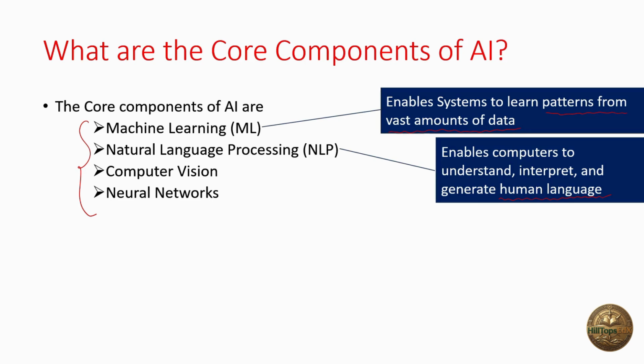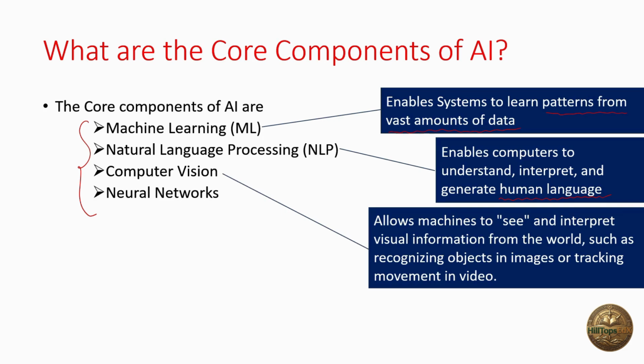Then computer vision. It allows machines to see and interpret visual information from the world, such as recognizing objects in images or tracking movement in video. So here the keywords are visual information. This is the job of computer vision, to see and to interpret visual information.